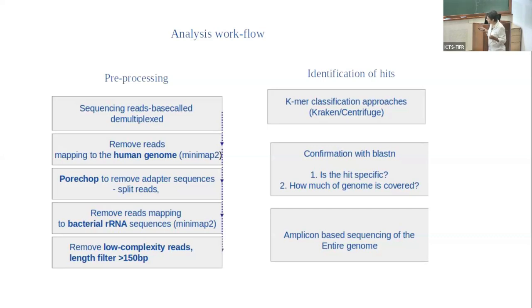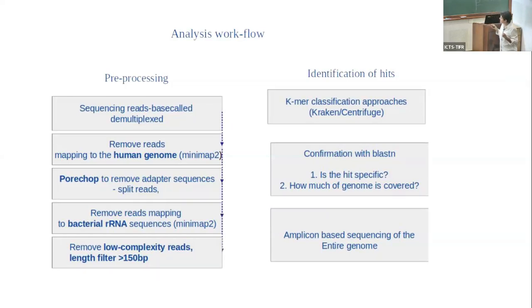Then you remove low complexity reads with a length filter. In nanopore, because we have long reads, I usually set a reasonably high length filter. Anything less than 150 base pairs, I throw away. You can increase or decrease this, but some kind of length filter is good. It helps take away a lot of junk.